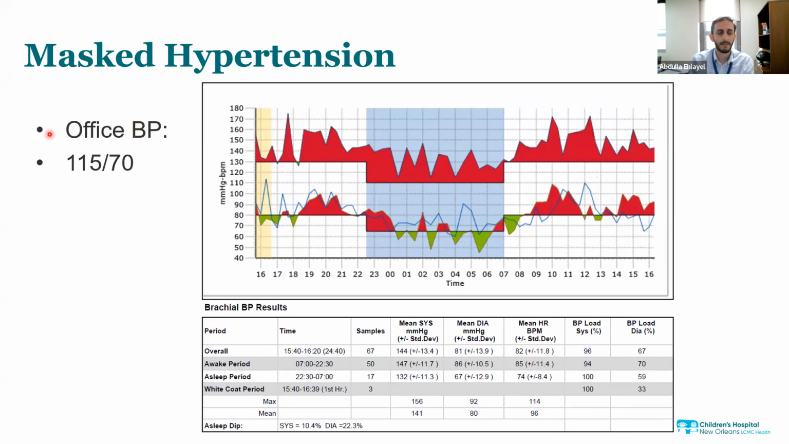So in this example, the blood pressure is 115/70. But when they went home and did the 24-hour blood pressure, all or most of the readings, at night and during the day, were high. So this patient would have masked hypertension. So if you only rely on the reading in the office, you will miss these patients. They will be misdiagnosed. So it can be masked hypertension or white coat hypertension.